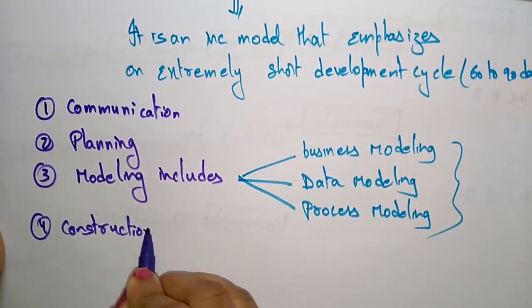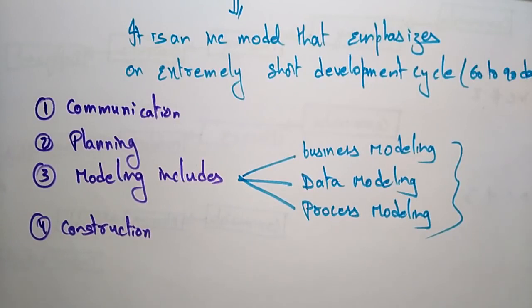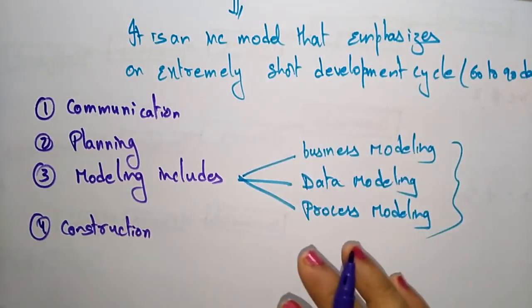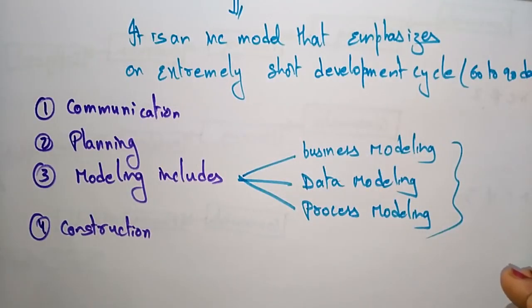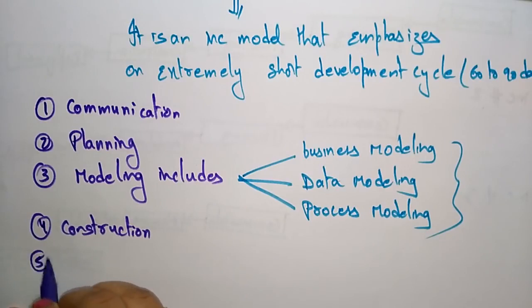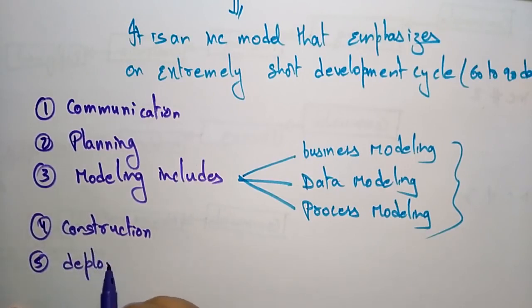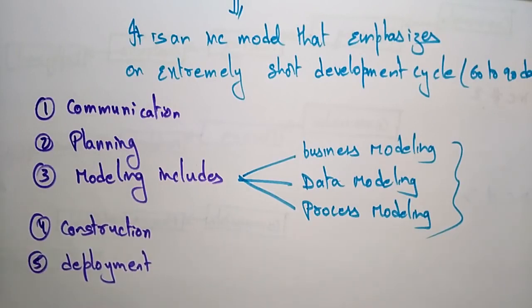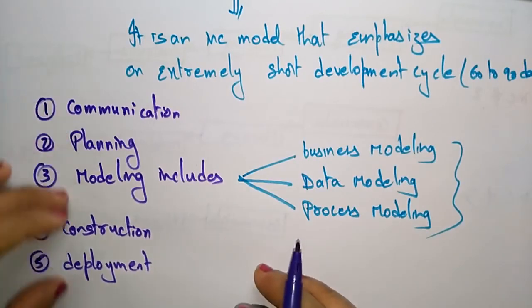So in the construction, they try to write the code. But here the RAD model will use the fourth generation techniques to write the construction code. It follows the fourth generation techniques. And the final is the deployment. So after everything, this is the deployment. Whatever the model you are taking, whatever the phases you are taking, every phase will follow these steps.